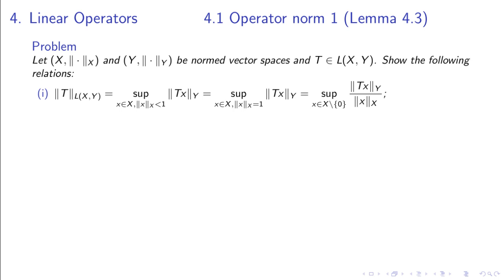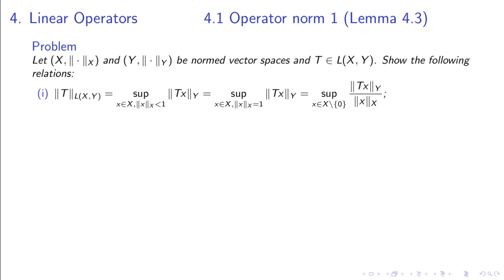Part 1. We claim that the norm of T in L(X, Y) equals the following three quantities. First, the supremum of ‖Tx‖_Y taken over all x in X with ‖x‖_X strictly less than 1. Second, the supremum of ‖Tx‖_Y taken over all x in X with ‖x‖_X equal to 1. And third, the supremum over all non-zero x in X of ‖Tx‖_Y divided by ‖x‖_X.